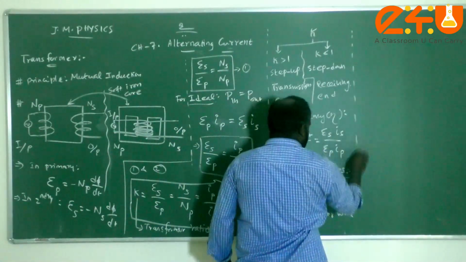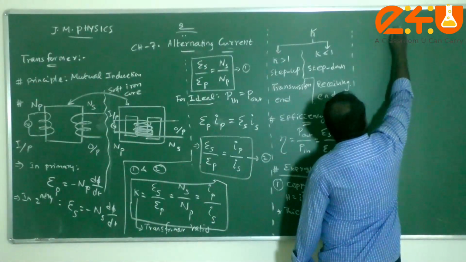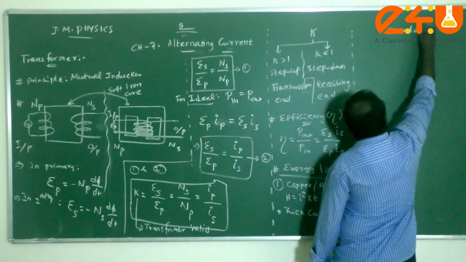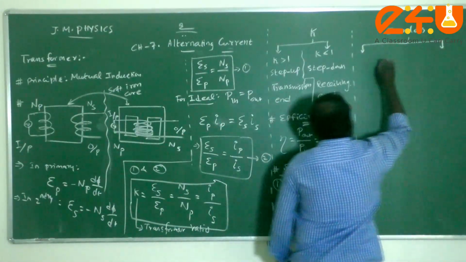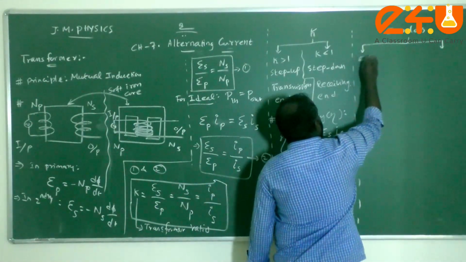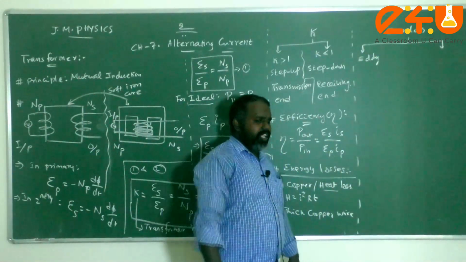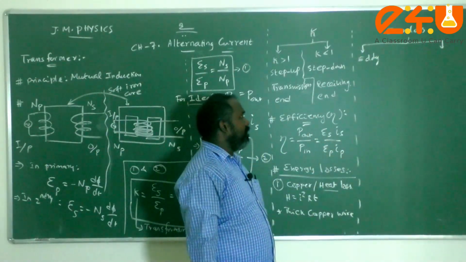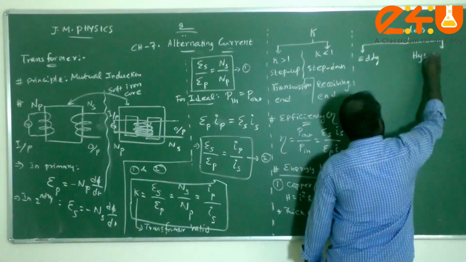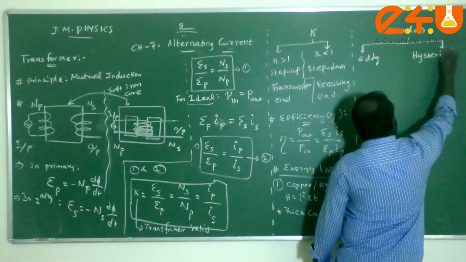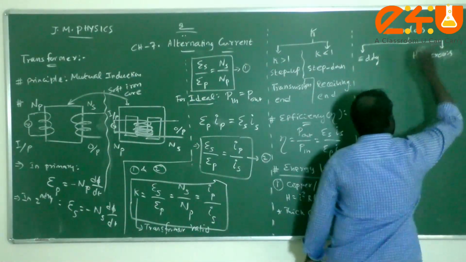The second power loss we are going to discuss is called iron loss. In iron loss, there are two subdivisions. One is eddy current loss, and another one is hysteresis loss.